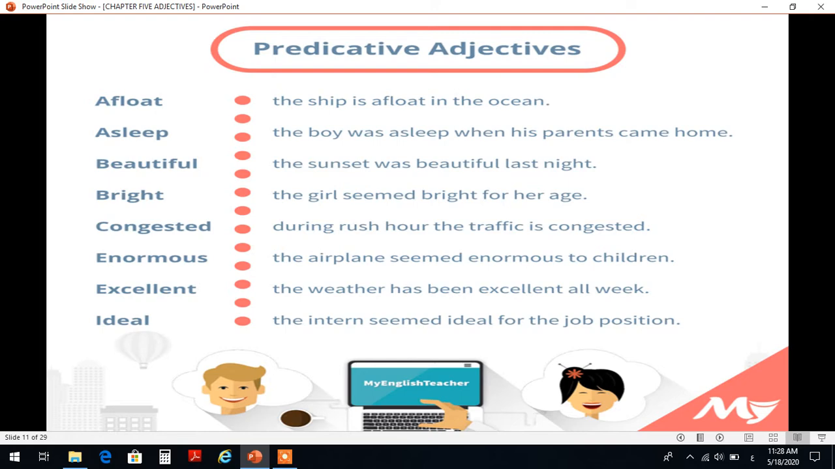During rush hour, the traffic is congested. The airplane seemed enormous to children. The weather has been excellent all week. The intern seemed ideal for the job position. So in all these cases, we have what is called predicative adjectives. They follow the linking verb in the sentence, and their position in the sentence is either subject complement if they are describing the subject, or object complement if they are describing the object of the sentence.